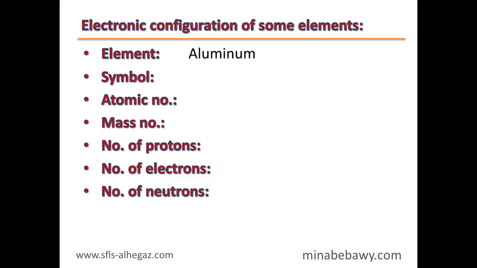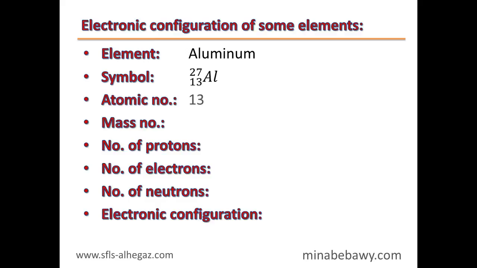The next element is aluminum. The symbol of aluminum is Al. Its atomic number is 13. Its mass number is 27. Number of protons is equal to 13. Number of electrons is equal to 13. Number of neutrons is equal to mass number minus atomic number equal 27 minus 13 equal 14.